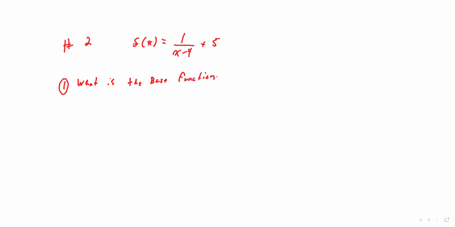And basically what that means is, what's the parent function? If you took away all the transformations, what would be left? And really, that's what you do. Take away all of these numbers. Take away the -5, the -4, and the 5. If you took away this 1, then you wouldn't have a function anymore. So the 1 needs to still be there. But this -4 and this 5 doesn't. So the parent function here would just be 1 over x. That's the base function. Then I think it wants you to describe what that graph would look like.